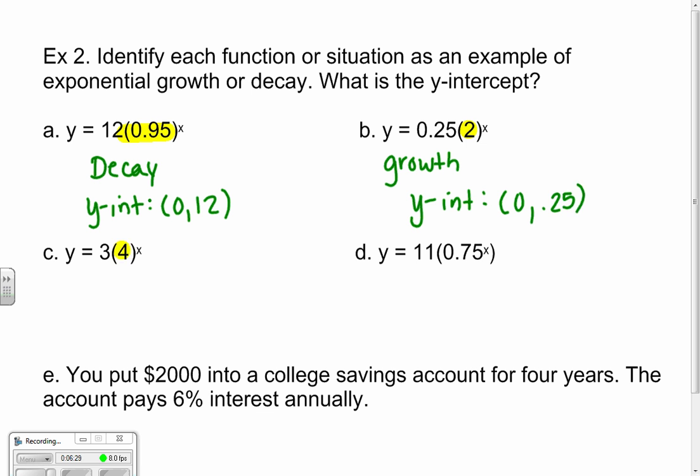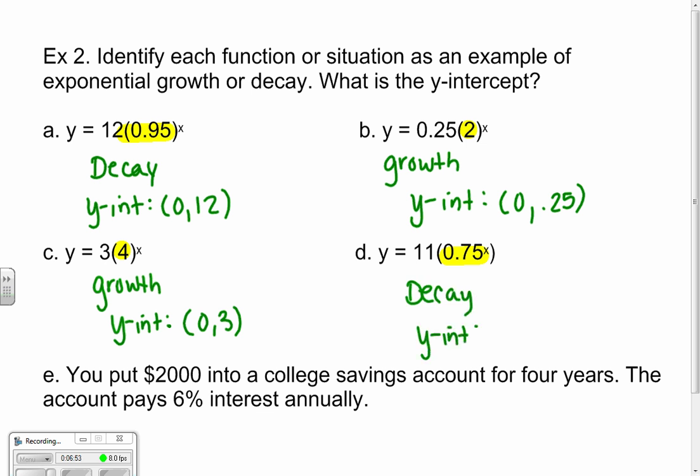In letter C, that 4 is bigger than 1, which means this is also a growth, and the y-intercept will be 0.3. Keep in mind that the y-intercept is where it starts, technically speaking, when time or the independent variable is 0. Letter D, this 0.75 to the x is between 0 and 1, which tells me this is a decay, and the y-intercept is 0.11.